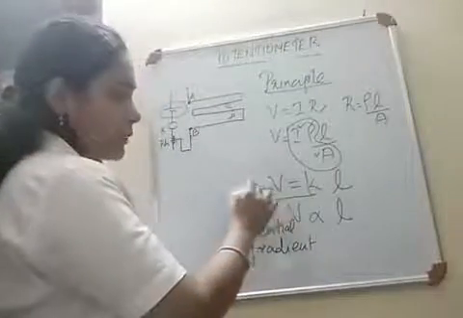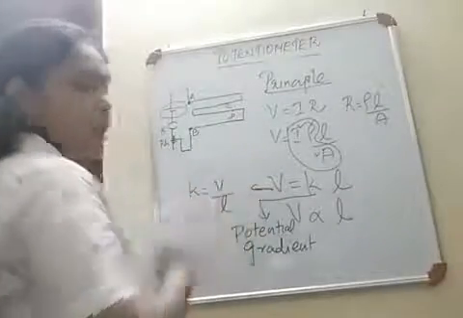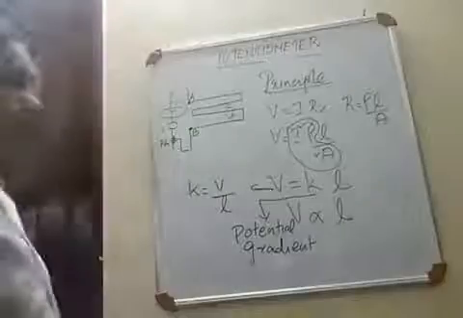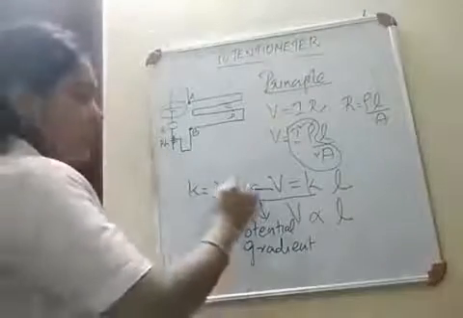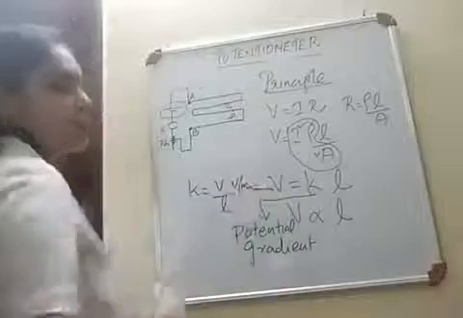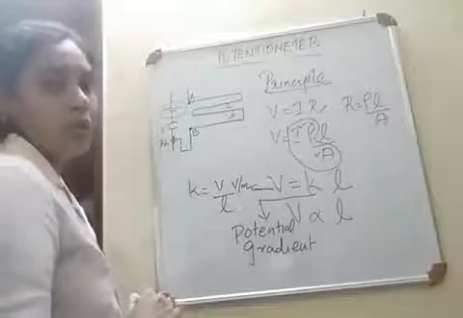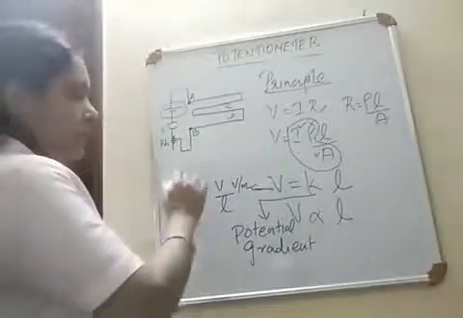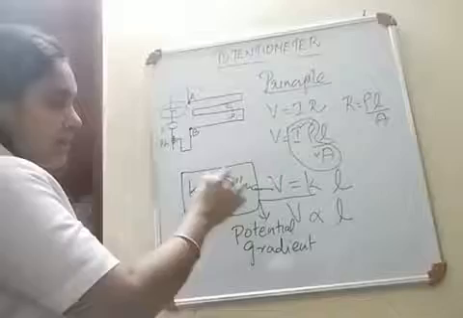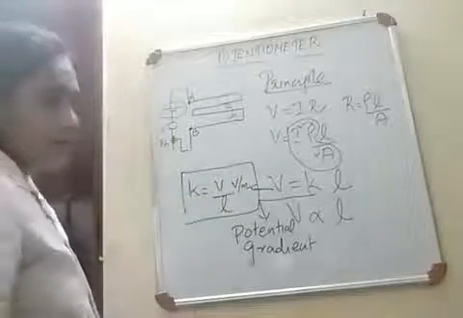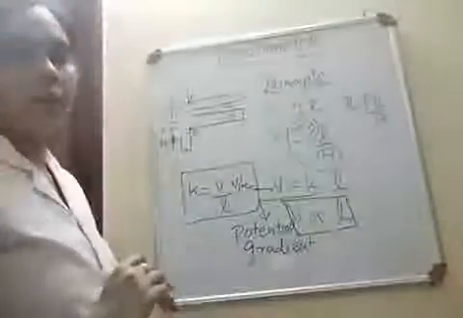From this expression, what is K? K is equal to V by L. And what is the unit for K? Unit is volt per meter. It is the potential drop per unit length of the potentiometer wire. That is potential gradient, and its unit is volt per meter. So this is the principle of potentiometer.